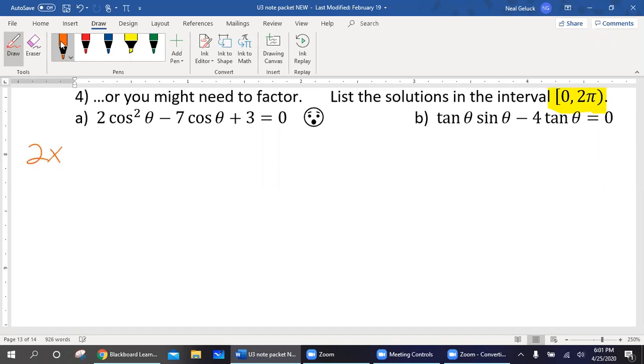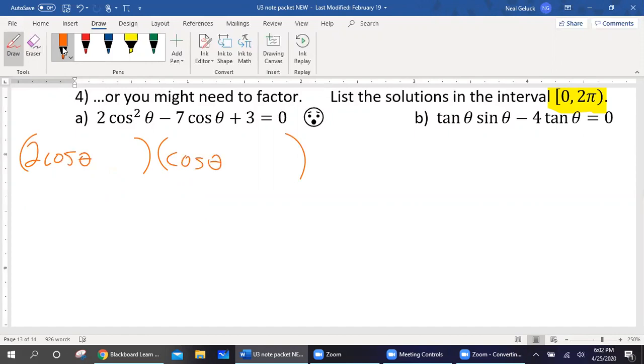So if I had given you 2x squared minus 7x plus 3 back in an algebra class, we would have factored this. Same logic, except instead of it being x, it's cosine. So this is going to factor like a quadratic factors. I'm going to have 2 cosine, because if I multiply those, that would give me 2 cosine squared. Then you can do a guess and check or an X box method, however you want to do it. Remember, you're going to have to multiply the 3 in the end. And what works is 2 cosine minus 1, cosine minus 3. If you check that with FOIL, it does work.